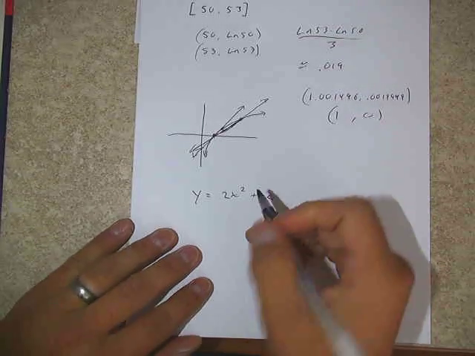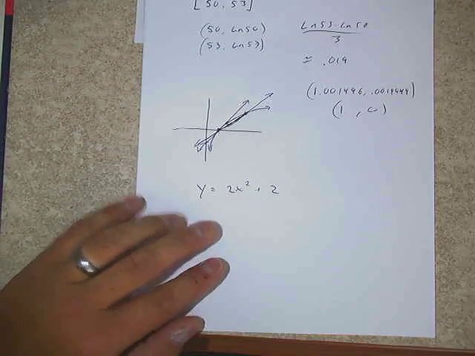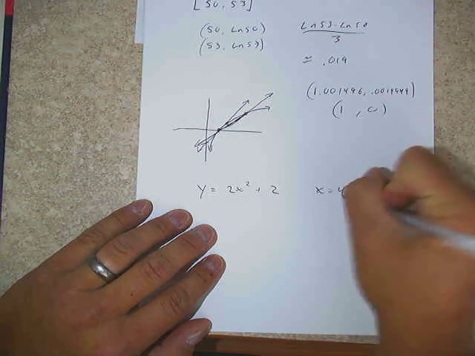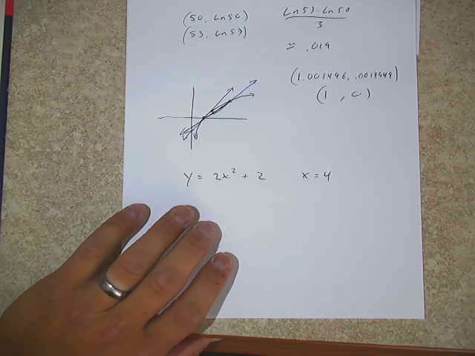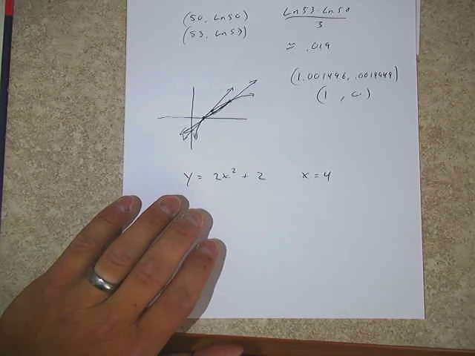Let's say we have y equals 2x squared plus 2. We're not going to do it this time with the natural log function. We're going to come back to that one at some point later. But ultimately, if we have some polynomial, this process is the easiest to do with polynomials because it's just a matter of multiplying in order to get our right answer.